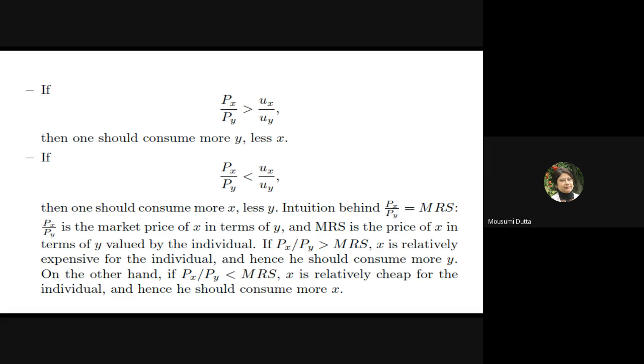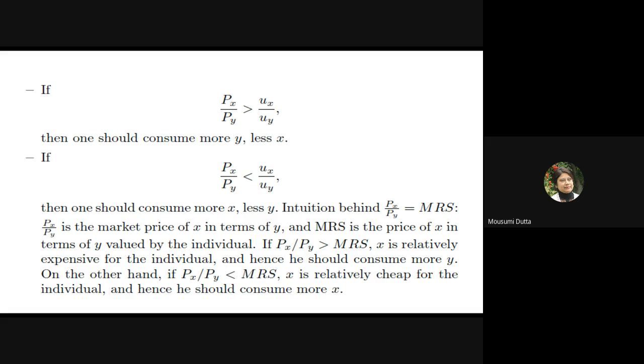Px by Py greater than Ux by Uy means you are paying more compared to the satisfaction you are getting, so you will consume more Y, less X. On the other hand, Px by Py less than Ux by Uy means the consumer will consume more X and less Y.